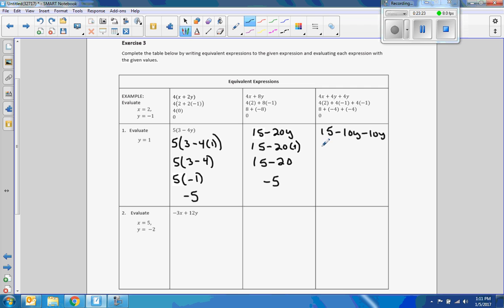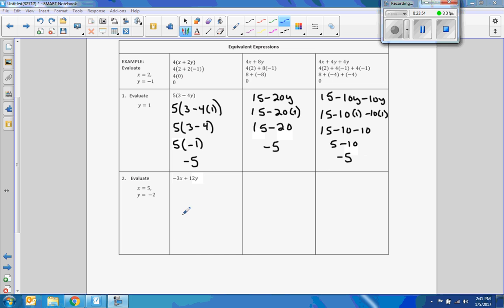And now plug in that 1. And PEMDAS says to do multiplication first and then addition, subtraction. So 15 minus 10 times 1, which is 10. Minus 10 times 1, which is 10. And then if we have all addition, subtraction, we work left to right. 15 minus 10 is 5, minus 10. Okay, and then 5 minus 10 is negative 5.